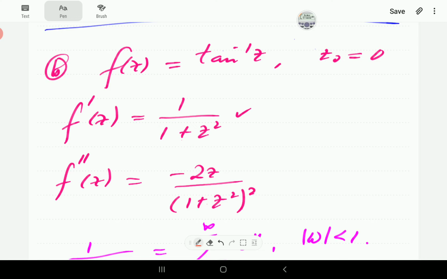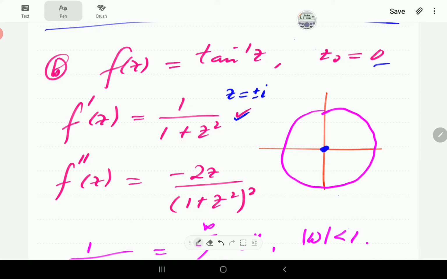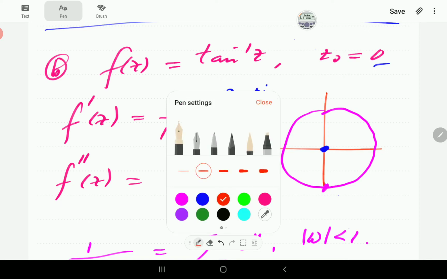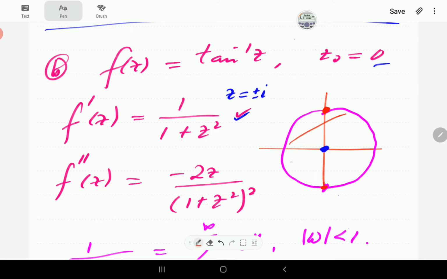By the way, for B, the other way of finding the radius of convergence is noting that this series is centered at z equals 0, and then by just inspecting the first order derivative, we notice that the denominator is going to be 0 when z is plus or minus i. So that means the closest singularity to our center, the point at which we're expanding, is a distance of 1 away from the center of the expansion. So that means this is going to be the region of convergence. Alternatively, the radius of convergence is 1.